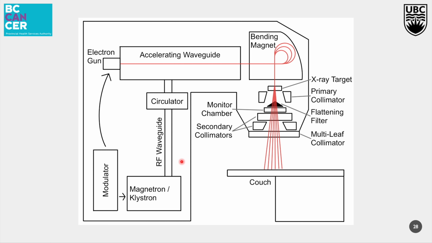For this type of LINAC, it has gantry rotation, which means rotating about this axis I'm tracing out here, so it kind of rotates into and out of the page, as well as shifting around the couch that the patient is on.